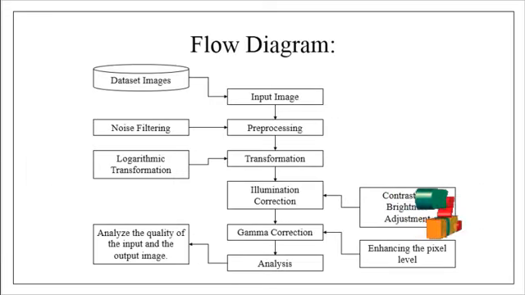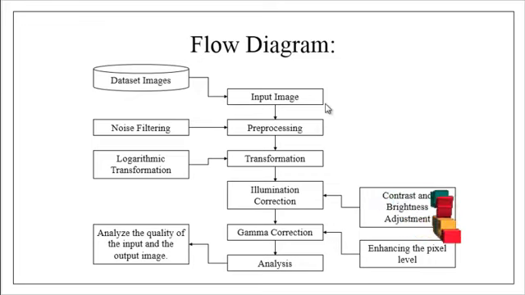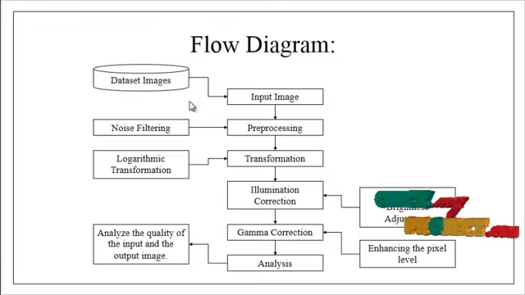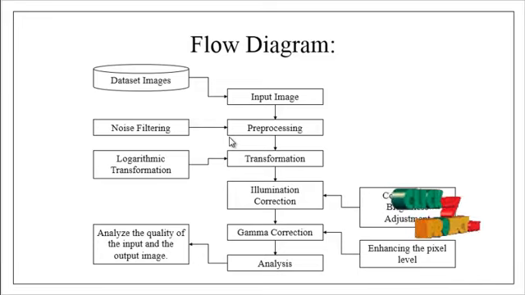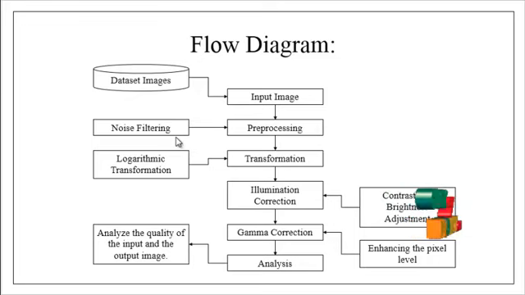Now we are going to discuss the flow diagram of the process. This is the overall flow diagram of the process. At first, the input image is taken from the dataset. The dataset consists of a lot of images which have different levels of illumination. After getting any one image from the dataset, the pre-processing will be carried out. The first step of the pre-processing is to remove the noise, whether the noise is present in the image or not. If the noise is present, it will be removed, or else the image will remain the same.